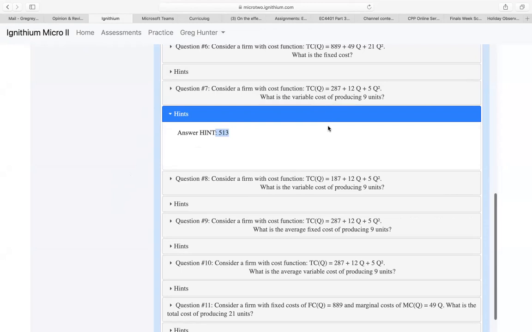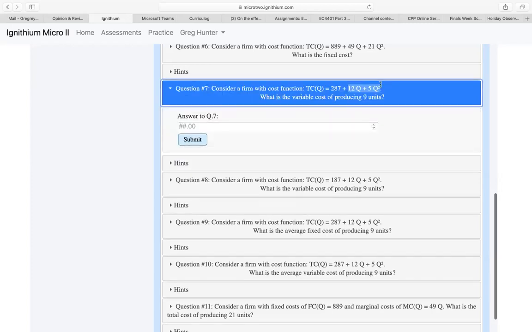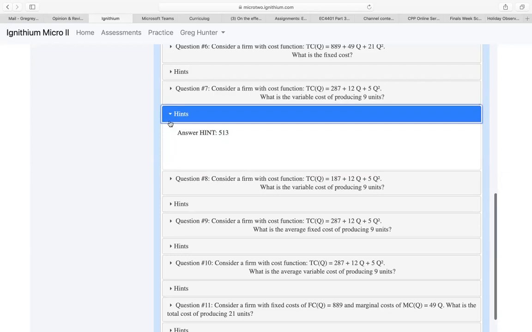Formally, again, you say total cost is fixed cost plus variable cost, and then you can just take total cost and compute it, and then subtract off the fixed costs. But in any case, that's just going to leave you with that bit right there, the stuff that has the Q's in it. So you plug in the 9, and then you square the 9 and multiply it by 5, and sure enough, you get the 513. So good job.